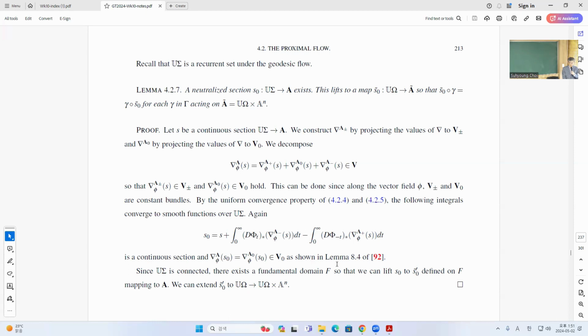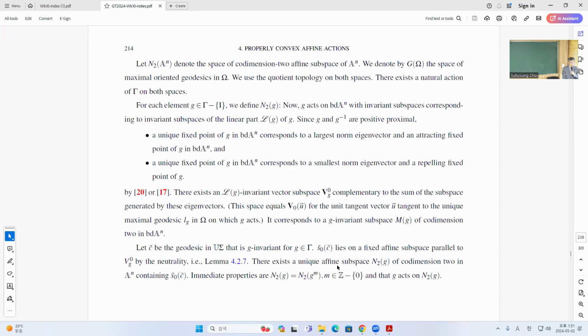So therefore, you can find these neutral sections. What's nice about this neutral section is that along the flow, it always goes in the neutral direction. So if you start with some codimension 2 subspace along the V0 direction, parallel to V0, you never escape that affine plane. So you're always staying there. That's the point here.